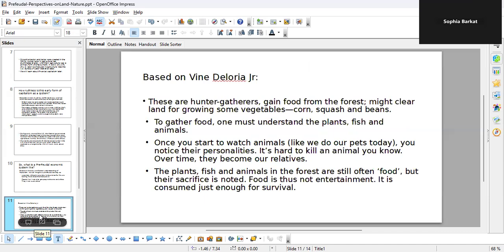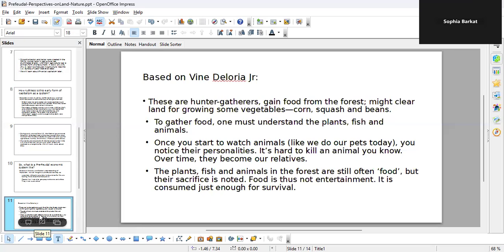So we read Vine Deloria and we learned something about Native American values. And he suggests that the Native American perspectives have to do with this hunter-gatherer kind of perspective where you are gaining food from the forest. You have to clear the land for growing vegetables. And so you develop sort of a more particular understanding of nature. You're an observer.